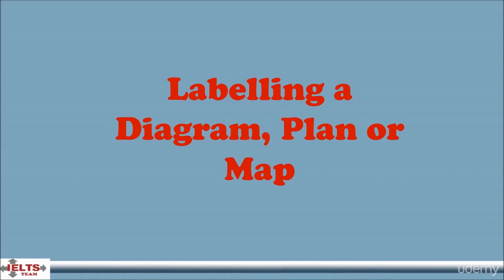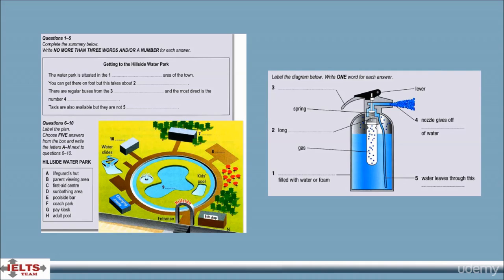A very common question type in section 2 is labeling a diagram, plan, or map, where you have to complete labels on a visual. You may have to select your answers from a list of options on the question paper, or identify the missing words from the recording which fit into the form, notes, etc. In this case, you should not change the words from the recording in any way and should keep the word limit stated in the instruction.